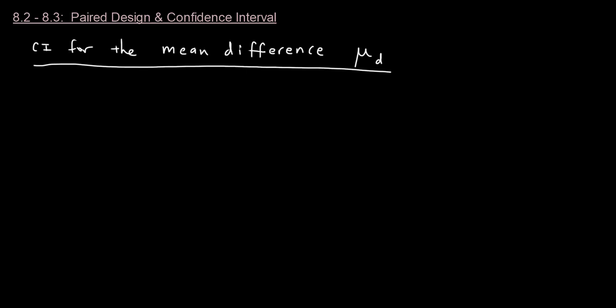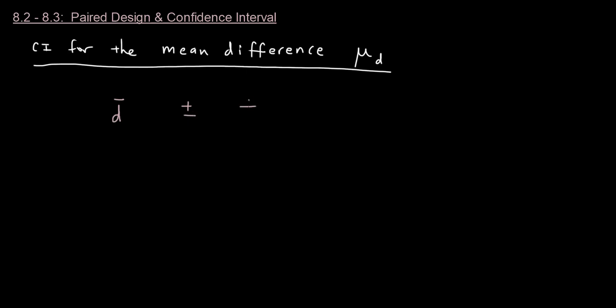So a confidence interval always has the same structure. It often starts with some sort of mean. Because we're looking at differences in a paired situation, this is the mean of the differences. And then we add and subtract the margin of error.